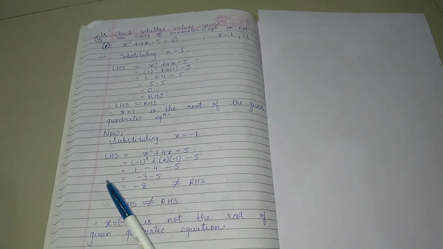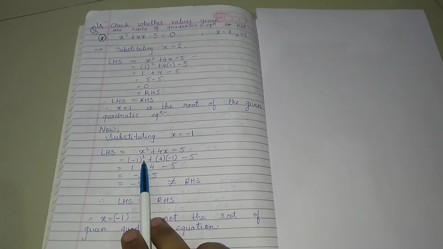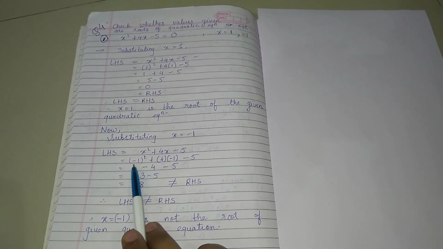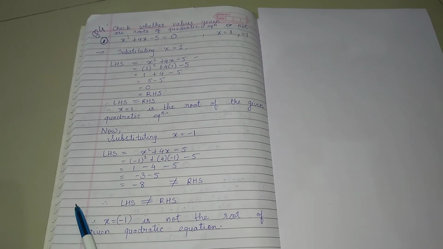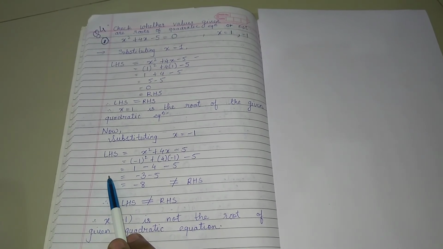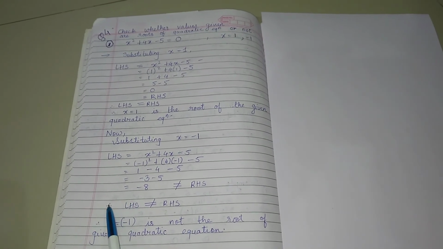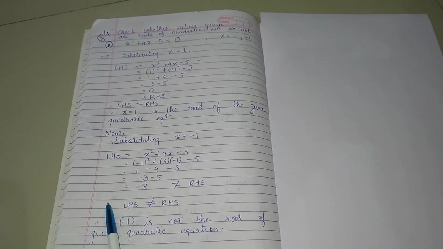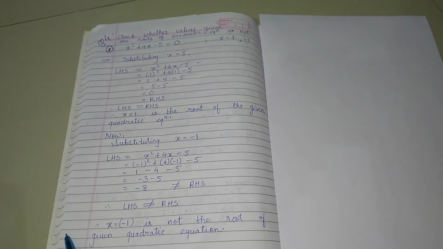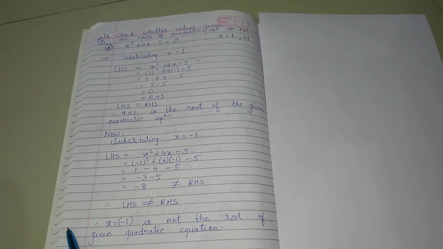Now we have to substitute the value of x as minus 1. Taking the LHS and substituting minus 1, that is minus 1 square plus 4 into minus 1 minus 5. So 1 minus 4 minus 5, that is minus 3 minus 5, equal to minus 8, which is not equal to the RHS, because our RHS is 0. So x equals minus 1 is not a root of the given quadratic equation. So you understood how to find it.